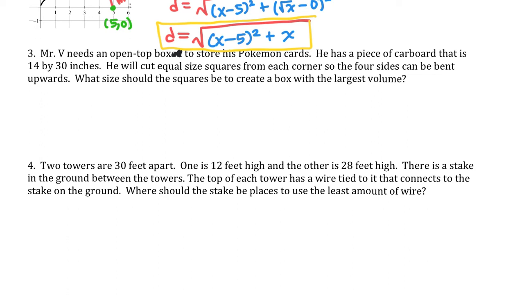Okay, let's start out with this piece of cardboard. Here is his piece of cardboard. Okay, it's 30 inches by 14 inches. Okay, he wants to cut squares out of the corners, equal squares.